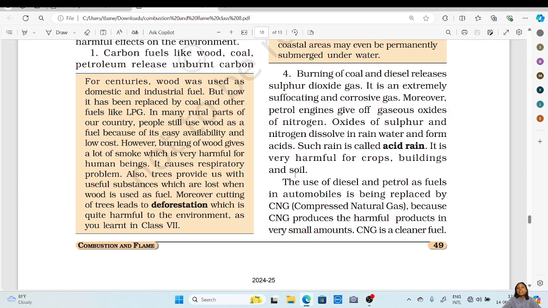So now what they are saying here is that when we burn coal and diesel, they release sulfur dioxide gas. Okay. Firstly it is a very corrosive gas, and secondly it is very suffocating. It can suffocate you to death. Moreover, petrol engines give off gaseous oxides of nitrogen. So automobiles that run on petrol, their engines give off nitrogen oxide, that is nitrous oxide, which is also very dangerous.